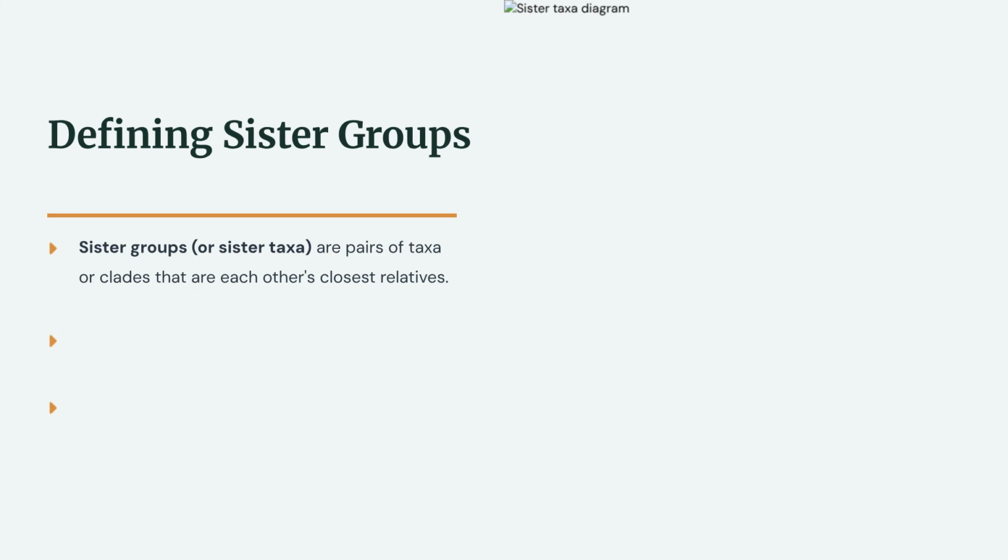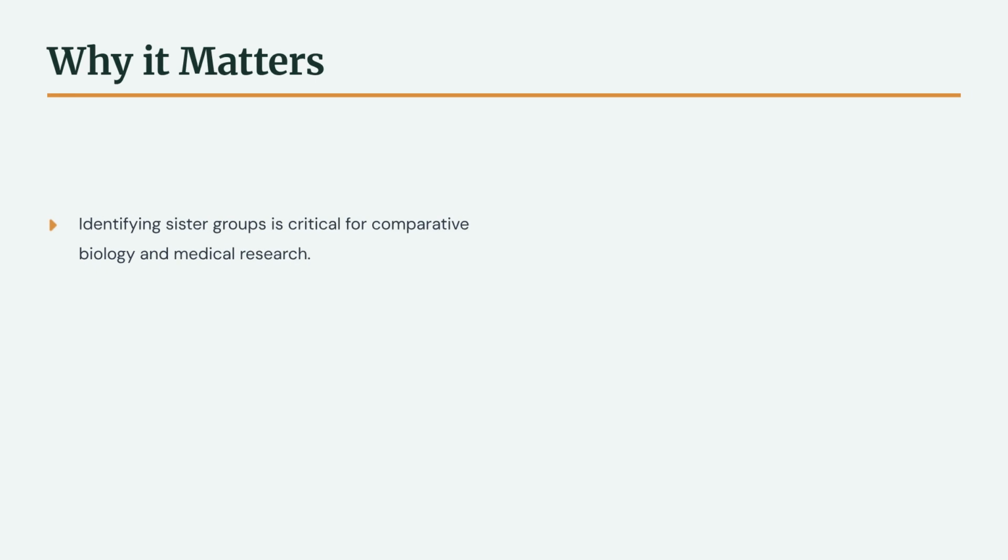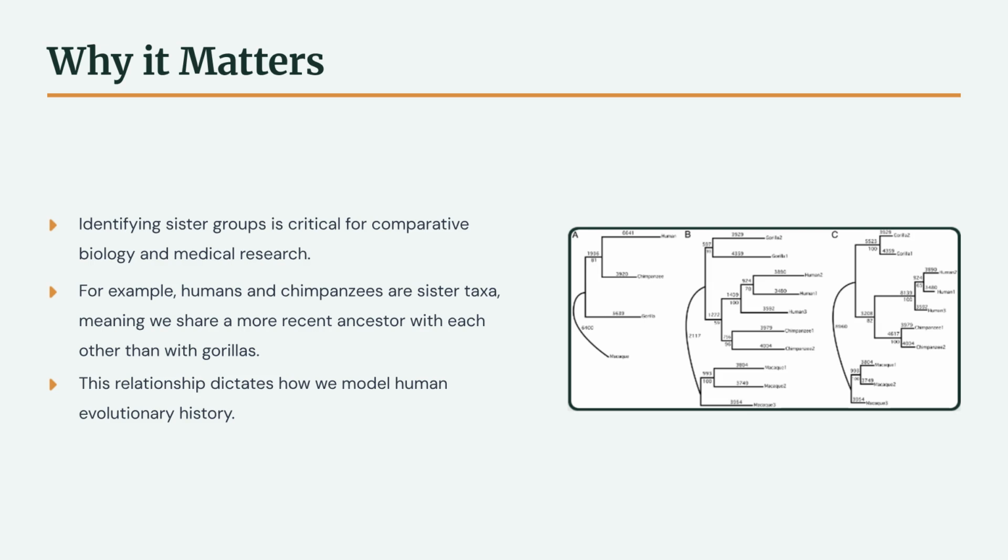Sister groups are pairs of taxa, or clades, that are each other's closest relatives. They diverge from the same immediate common ancestor and are considered the same age. Identifying sister groups is crucial for comparative biology. For instance, humans and chimpanzees are sister taxa because they share a more recent ancestor with each other than with other primates.